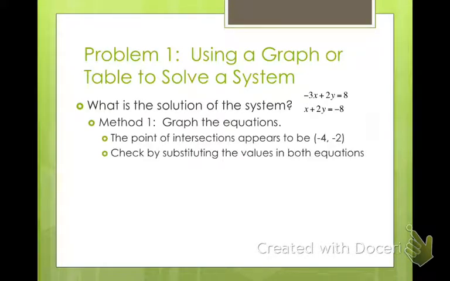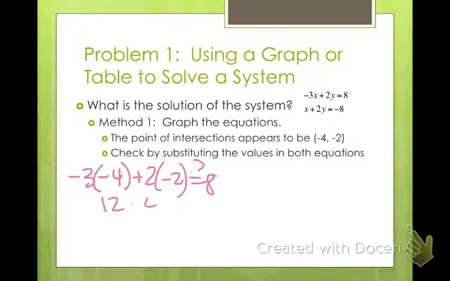So in order to check it, we can just substitute in those values, -4, -2, and see if it works. So we have to check in both. So -3 times -4 plus 2 times -2. Does that equal 8? So that's 12 minus 4, and 12 minus 4 equals 8. So it works for this one.